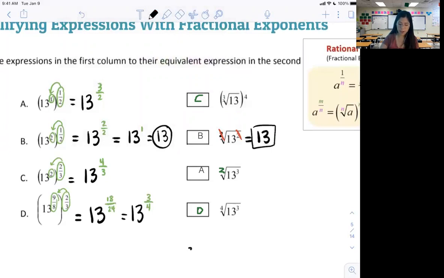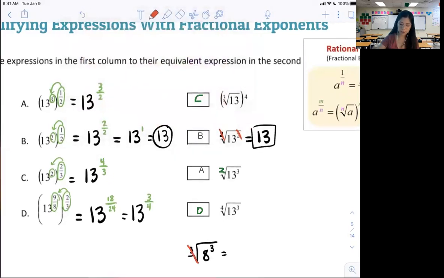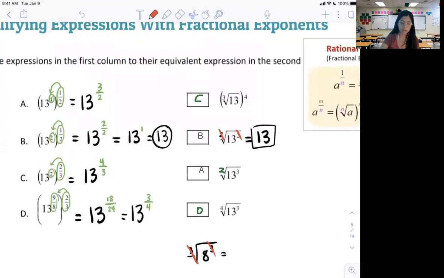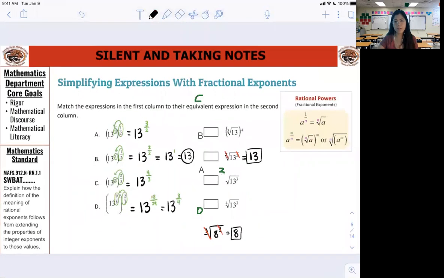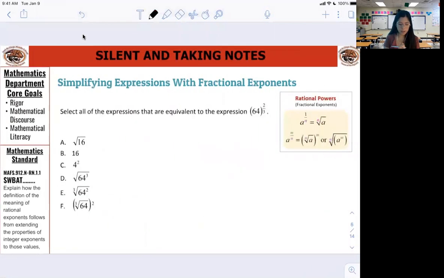So if I had the cube root of 8 to the power of 3, the same thing would happen. The cube root cancels out with the exponent. So you would just end up with 8. Okay, does that make sense? Does anyone have any questions on that idea? Cool, cool. All right. So moving right along.